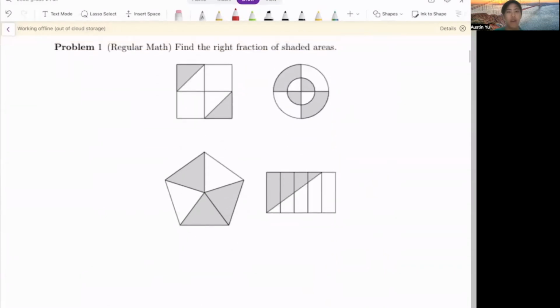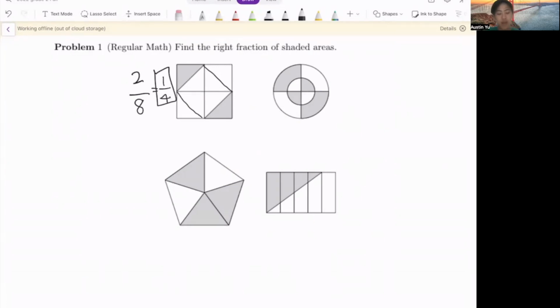Problem 1. Find the right fraction of shaded areas. Let's start with the first one. We see here that there are 2 squares and 2 squares that have been cut into 2 triangles. So let's just cut up the rest of the squares. And then we see that we have 8 triangles and 2 of them are shaded. So that would just be 1/4. So 1/4 of the area is shaded.